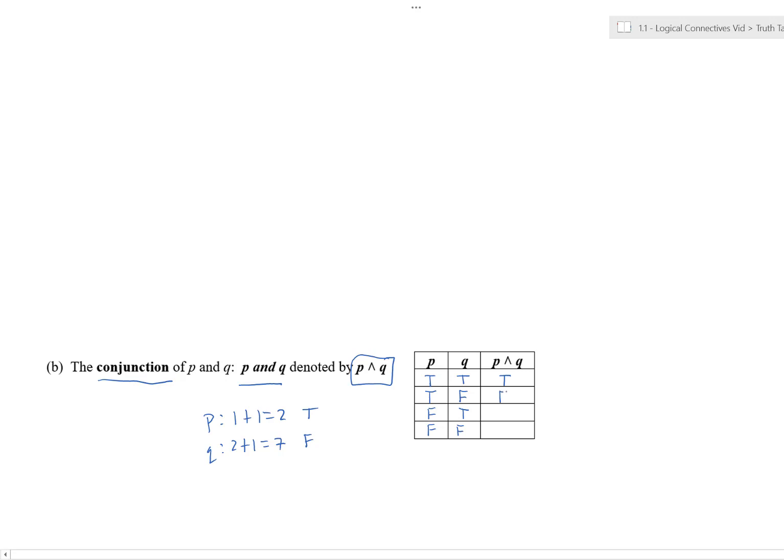So the same can be said the other way around. If P was false and Q is true, you can't have a true statement when one of them is false and you put them both together. The whole thing's false. It also goes for P and Q both being false. Just change that: 1 plus 1 is 9, and 2 plus 1 is 7. That is a false statement. So the conjunction of P and Q is only true if P and Q are both true.